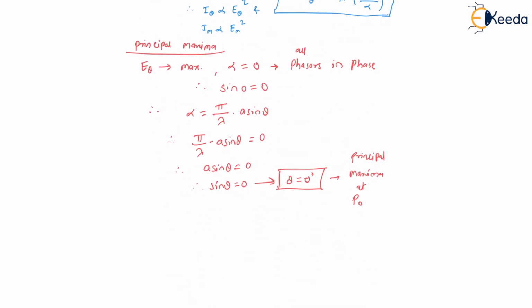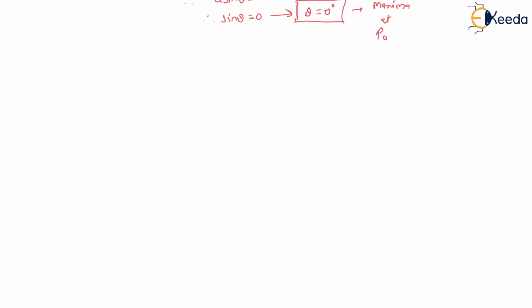So again here I'll write minima. For minima, minima means the intensity will be equal to 0. Minima means dark band, that is, the intensity has to be equal to 0.